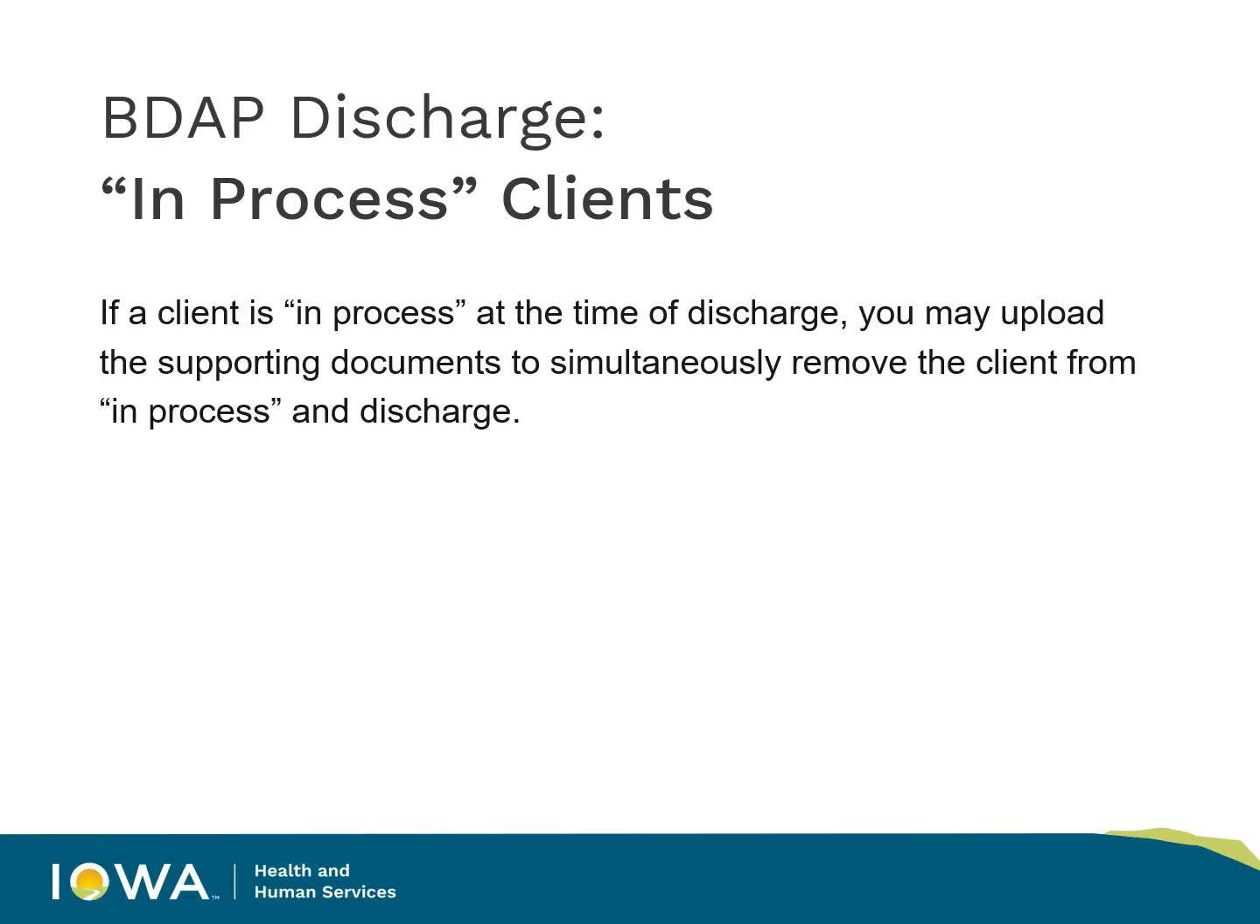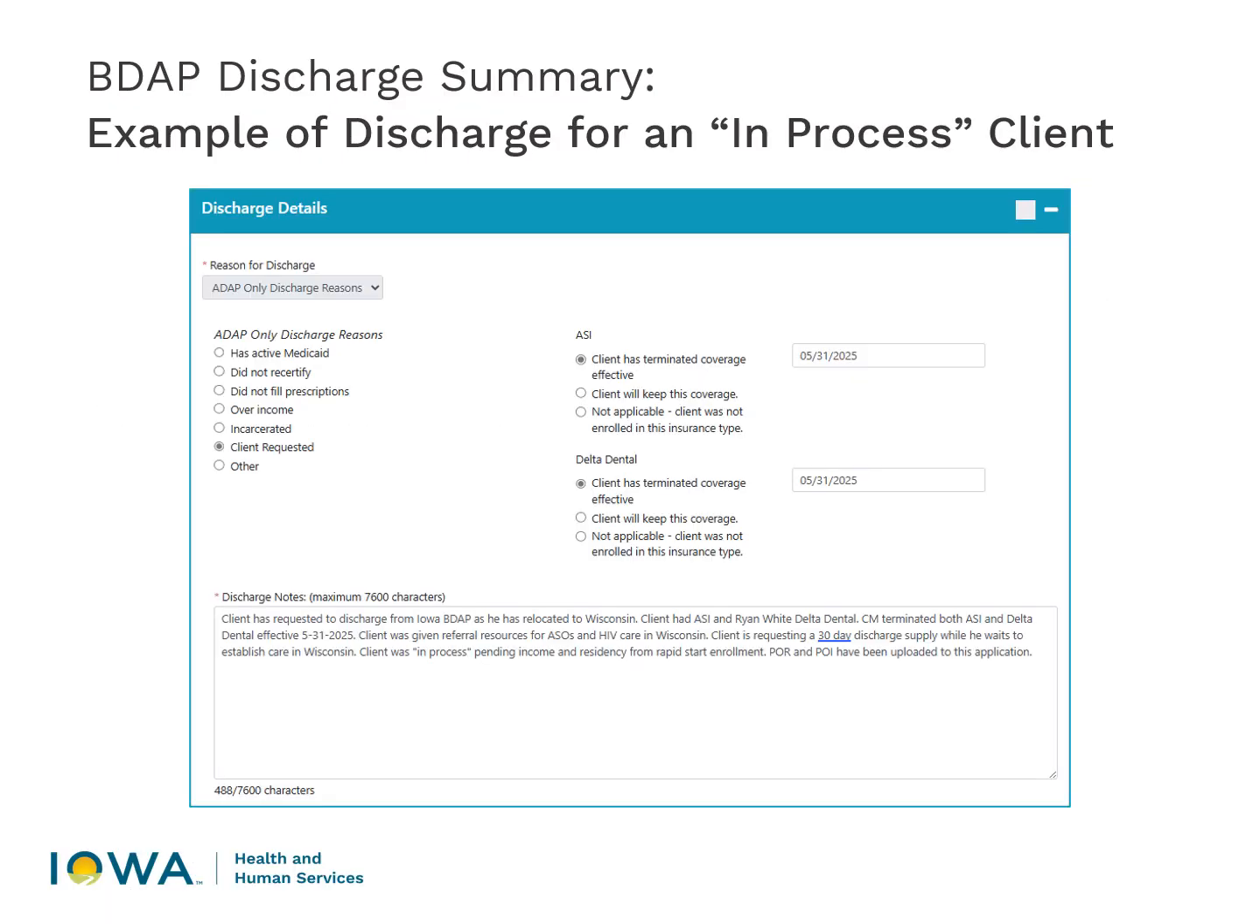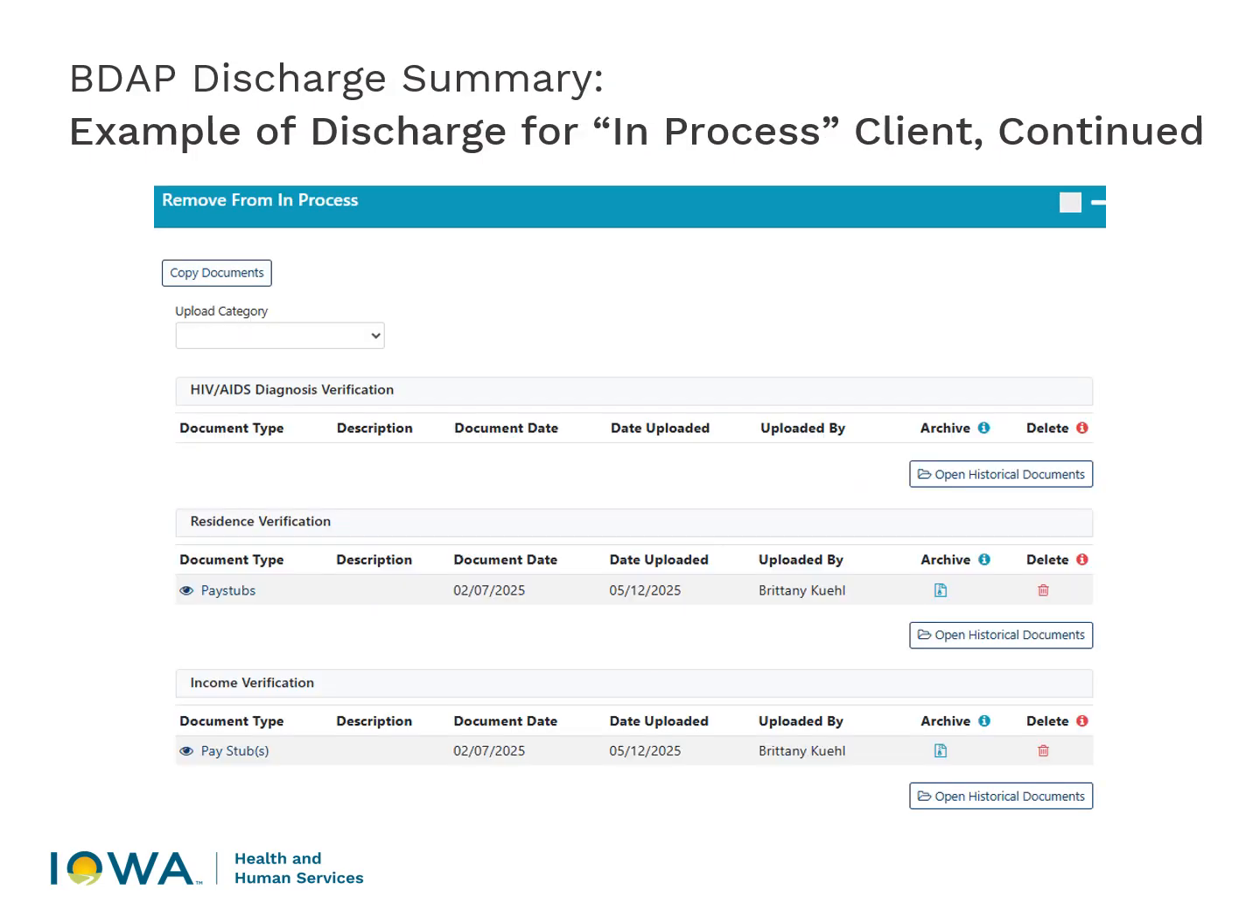There may be times when a client is listed as in process at the time of discharge, and you may also upload supporting documentation to simultaneously remove the client from in process and discharge them at the same time. So this is how that would look on this screen. You would indicate, just as we did in the previous example, that the client's requesting to discharge and why. But on the next screen, you'll be able to see more about the remove from in process piece.